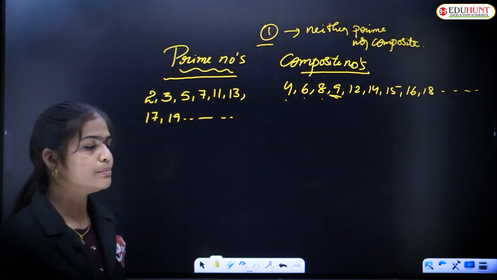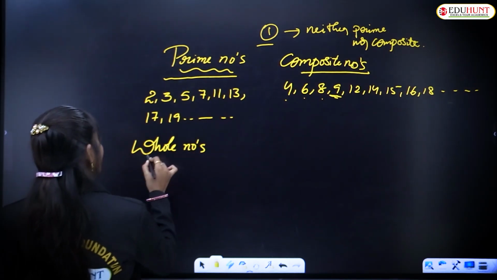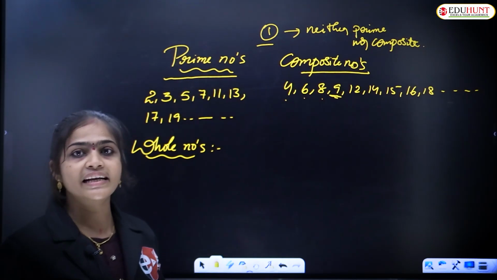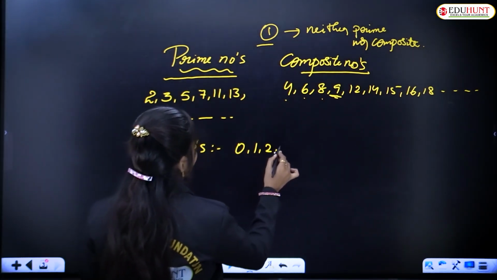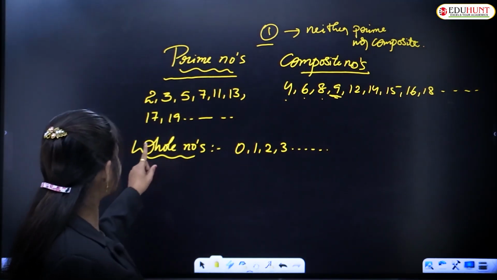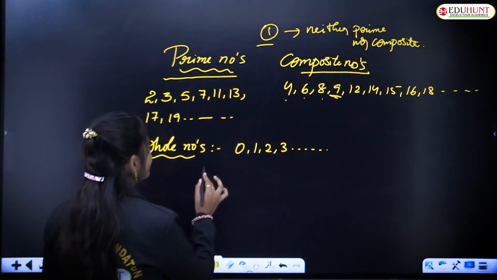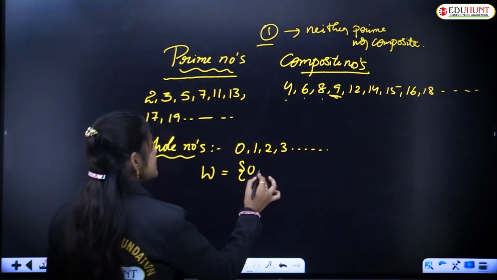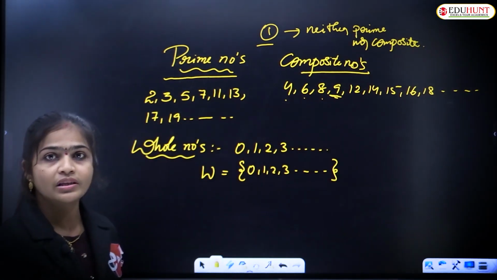After natural numbers we have whole numbers. Whole numbers means the natural numbers along with 0 are called whole numbers. So 0, 1, 2, 3 and so on. Here 0 is also there, no? So the set of whole numbers has 0, 1, 2, 3 and so on. Whole numbers are denoted by the letter W. So W equals 0, 1, 2, 3 and so on.